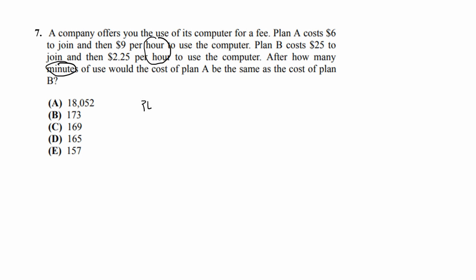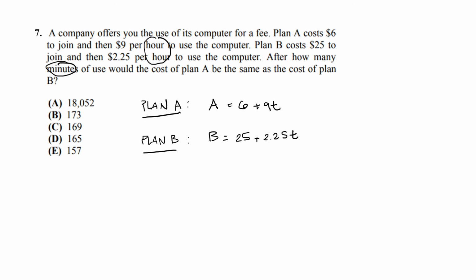Let's write each of these as some sort of function. We'll use some algebra to generate this function, just to model the situation we have here, right? So plan A, I'll let A be how much that plan A will be, okay? Will equal $6 upfront plus the 9 per hour, so 9t, to use that computer, okay? So that will model that situation. Plan B is on similar lines here. B will equal $25, that much higher upfront cost, but only $2.25 per hour, okay?